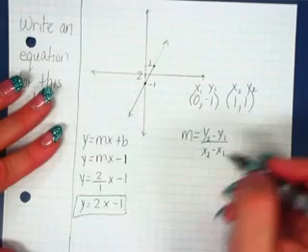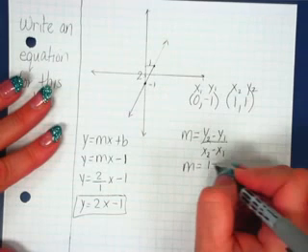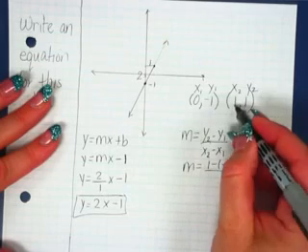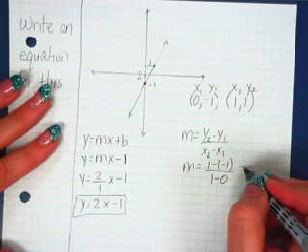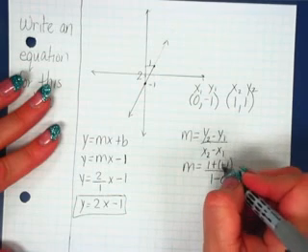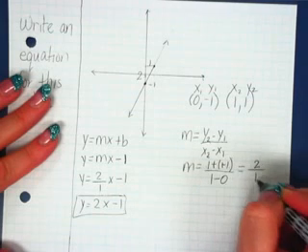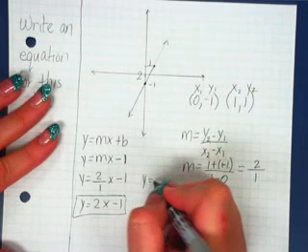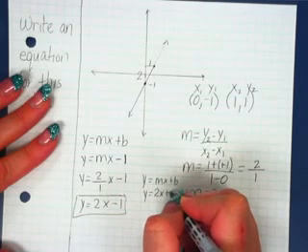There we go. So now y2 is 1 minus y1, which is negative 1. x2 is 1 minus x1, which is 0. A negative is a positive. 1 plus 1 is 2. 1 minus 0 is 1. So we get the slope is 2. So we have y equals mx plus b, and now we know we have a 2.